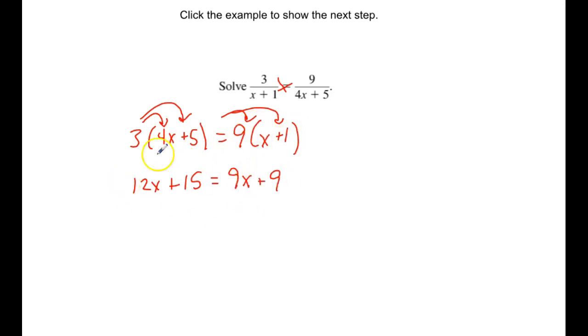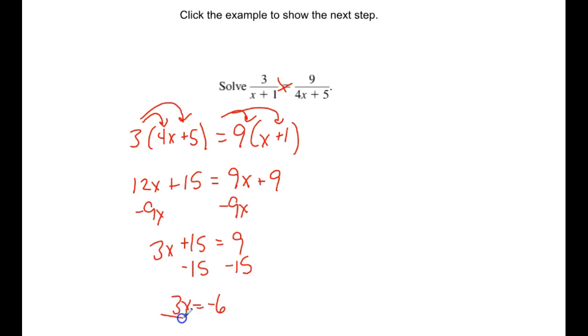So now I just have a linear equation, so now I can solve for my x. I'm going to get all of my x's on one side, so I end up with 3x plus 15 equals 9. Now get everything else to the other side, so I subtract 15 from both sides, so 3x equals a negative 6, and I go ahead and I divide by that 3, so my x equals a negative 2.